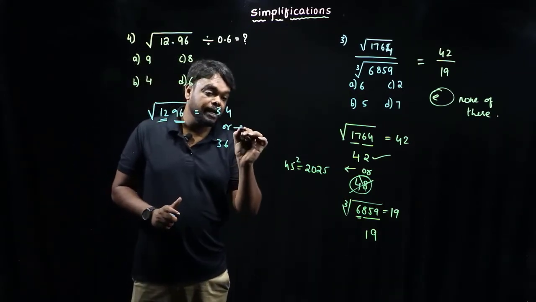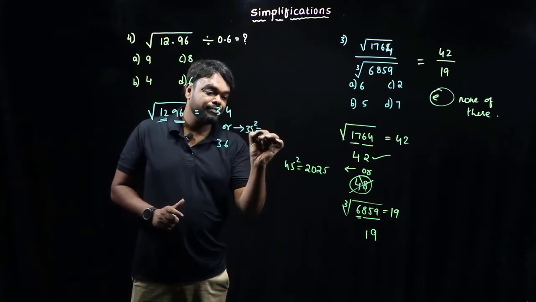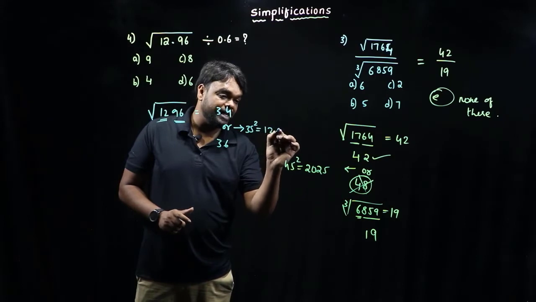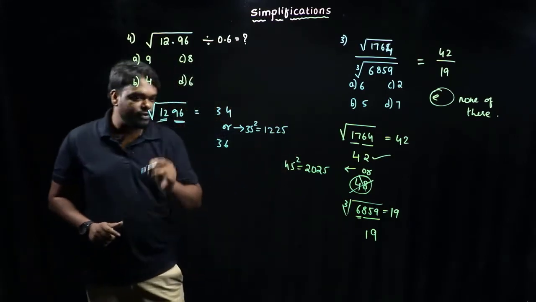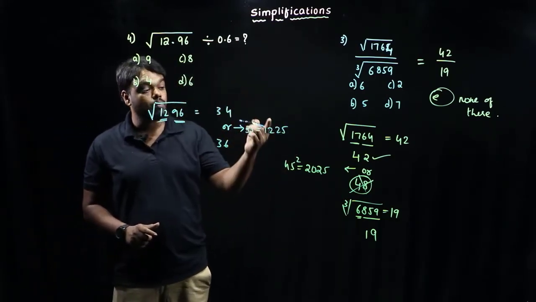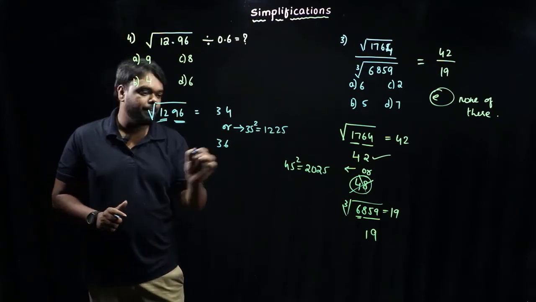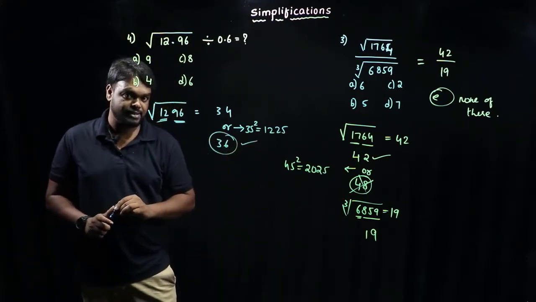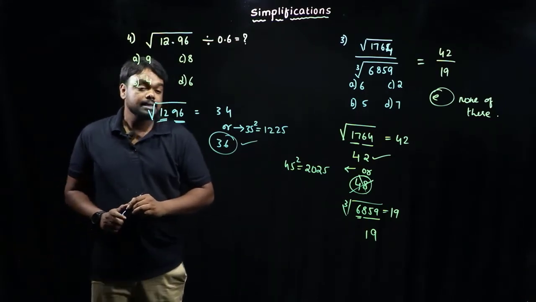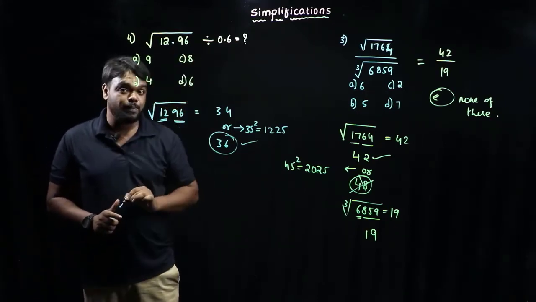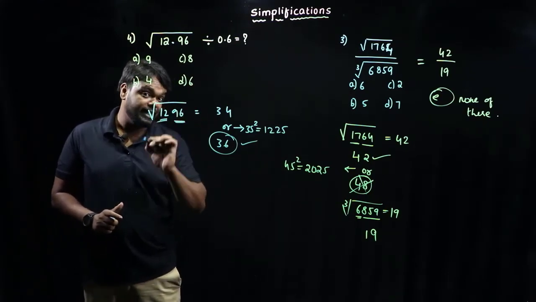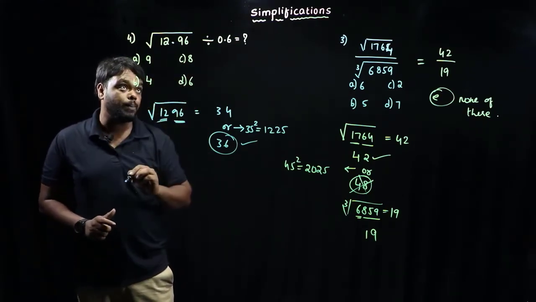So what do we do? In between, we'll check 35 square. What is 35 square? 3 into 4 is 12, 12 square, 5 square is 25. 1225. Now if you see this, 1296 is more than 1225. It means our answer is 36 for the root of 1296. Now, see, still there is a decimal point, right? Now, you got answer as 36 for 1296, but actual number is 12.96.